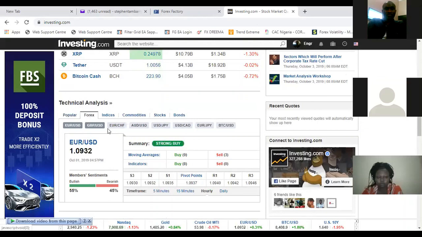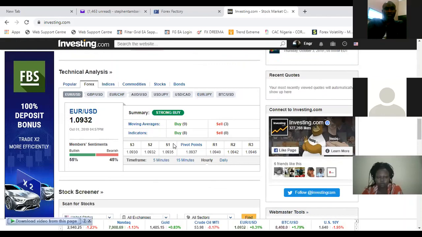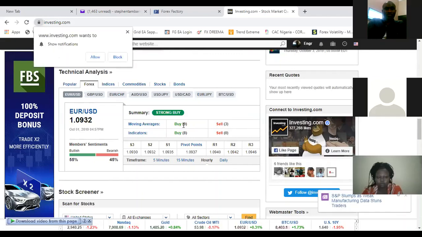When you click on Forex, they will tell you that based on their own analysis, Euro USD will have a strong buy, like to buy. They did the analysis based on the following: 9 moving averages out of 12, sorry, is telling you to buy. 8 indicators out of 8 is telling you to buy. So therefore it is buy.